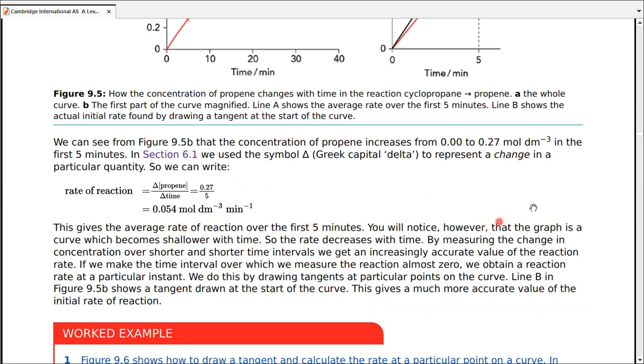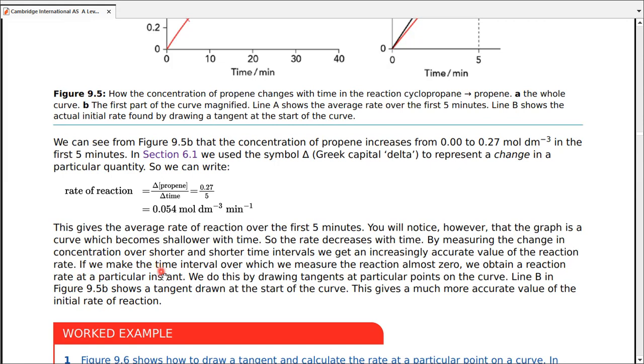You will notice, however, that the graph is a curve which becomes shallower with time, so the rate decreases with time. By measuring the change in concentration over shorter and shorter time intervals, we get an increasingly accurate value of reaction rate. If we make the time interval over which we measure the rate of reaction almost zero, we obtain a reaction rate at a particular instant.